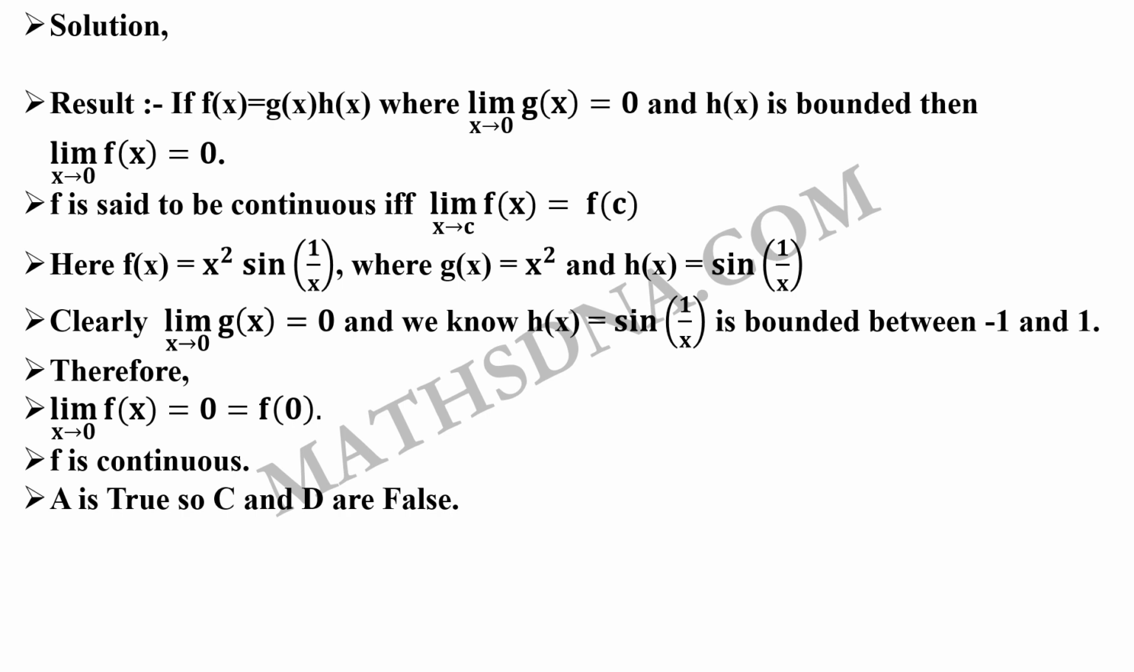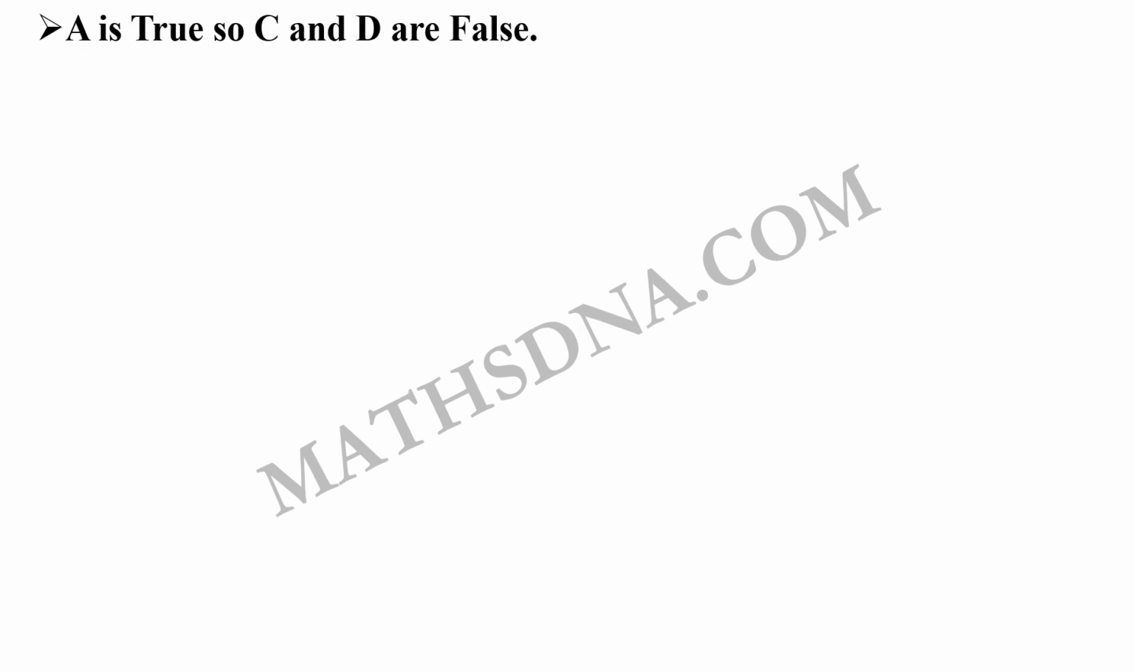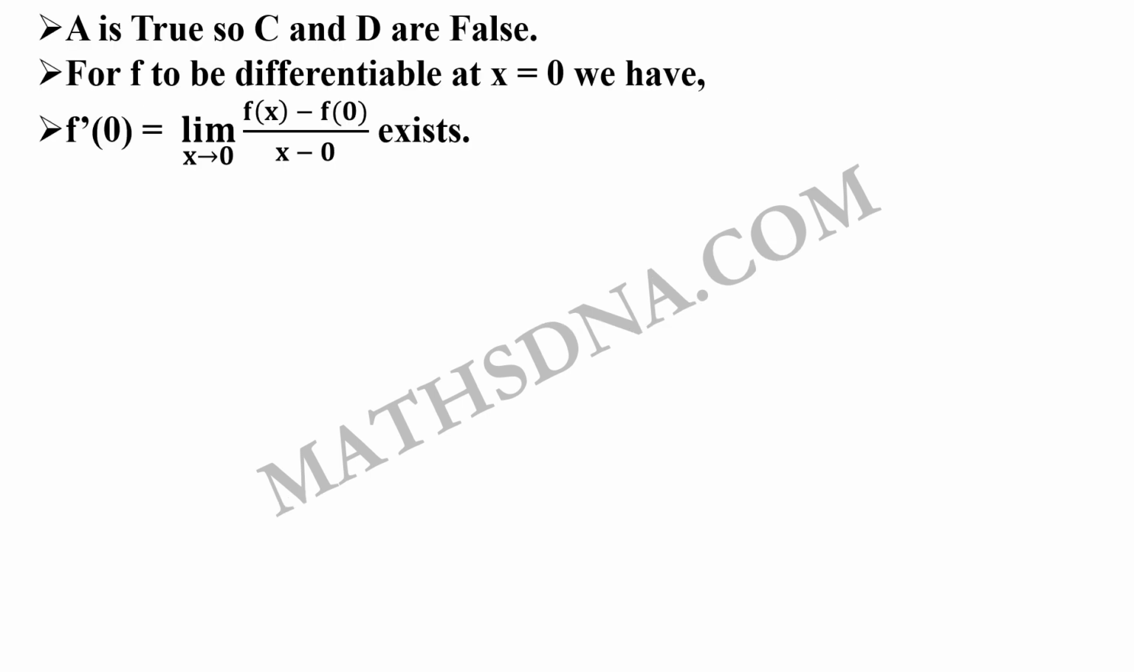f is clearly continuous as the value of the function at 0 is also given to us as 0, and the limit is also 0. Now we just need to check whether the function is differentiable or not. Let us check it. For the differentiability, we find f dash x, which is equal to limit x tends to 0 of (f(x) minus f(0)) upon (x minus 0), should exist.